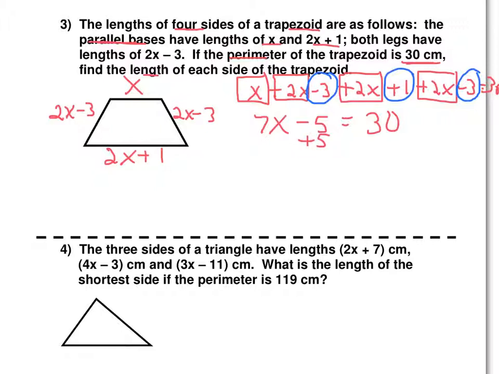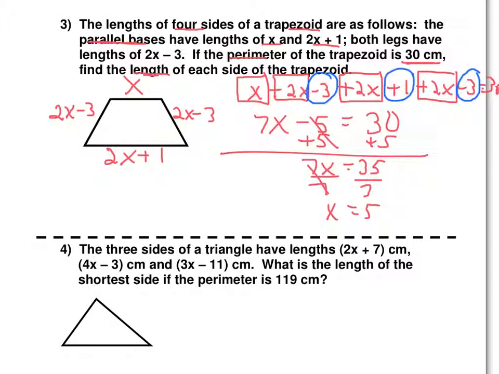Add 5 to both sides. This cancels. I get 7x is 35. Divide by 7. So x is 5. So now I know what x is, but that's not my answer because now it says find the length of each side. So in order to find the length of each side, I have to plug in the x in each of these. So I know that x is equal to 5.